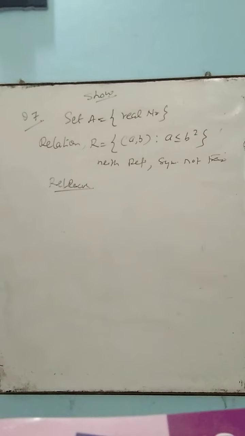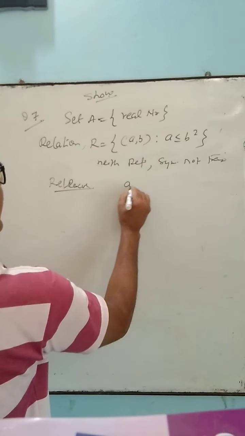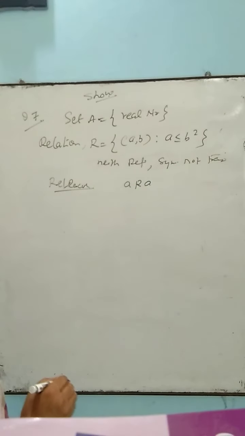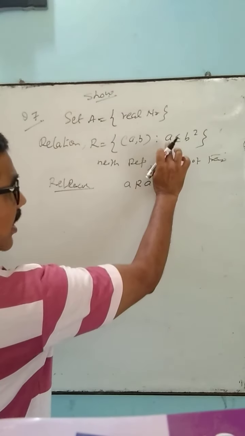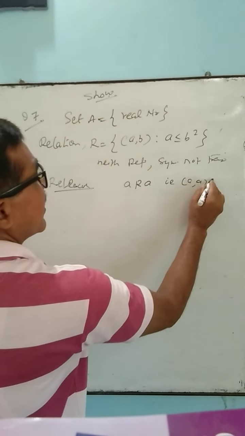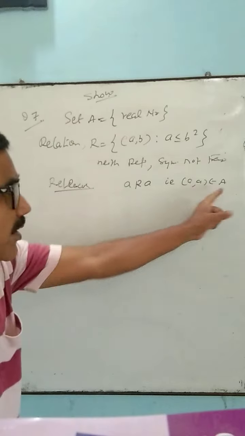What is the property of reflexive? A must be less than or equal to a square. देखिए यहाँ पे जो ये दो term हैं, एक आप यहाँ रखेंगे और एक बार यहाँ रखेंगे. That is a comma a belongs to set. ये मैंने property लिखा है.